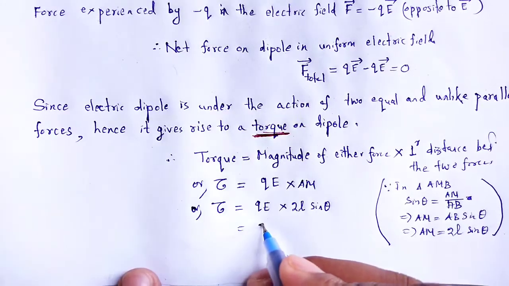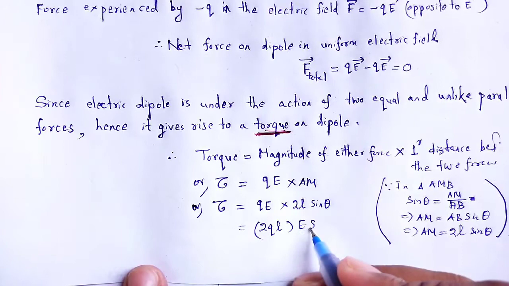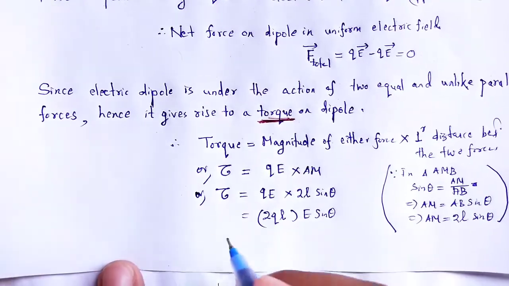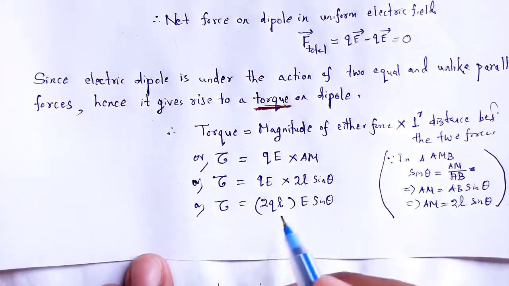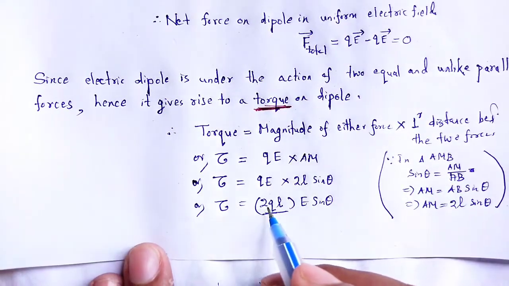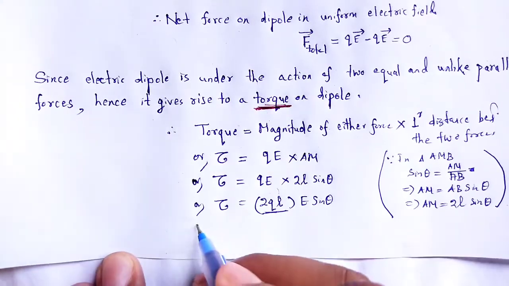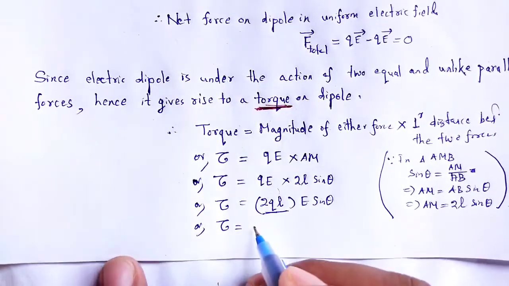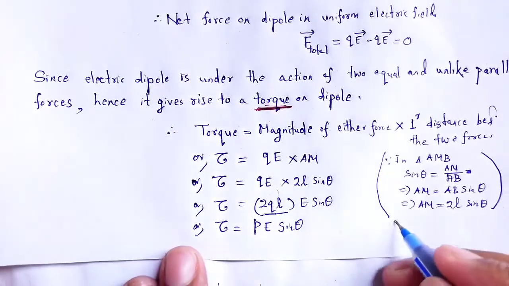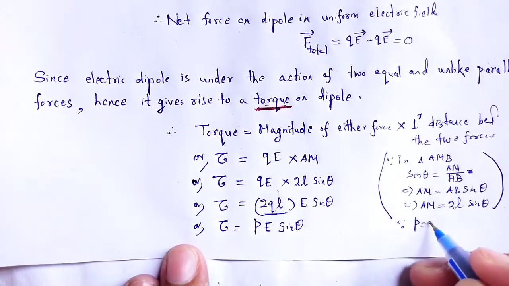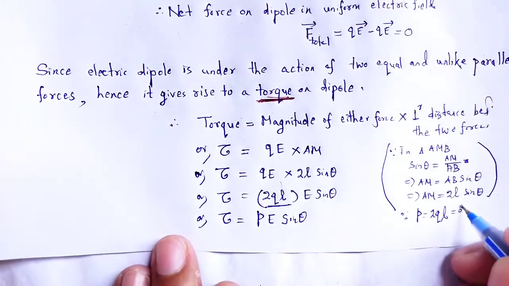Therefore, tau equals 2qL into E sin theta. Here 2L is the length of the dipole and q is the charge, so 2qL is the dipole moment. So tau equals P E sin theta, as P equals 2qL, the dipole moment.